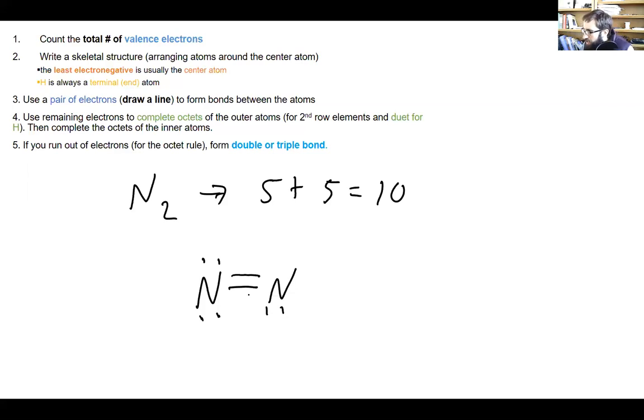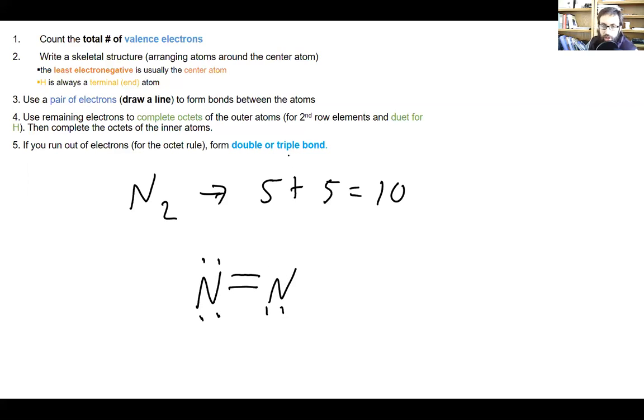Now let's see if I've satisfied the octet rule. This nitrogen: how many do we have? 2, 4 in the lone pairs, 6, 8. That's good, octet rule. This one: 2, 4, 6. Uh-oh. Again, I can't add any electrons, and I don't have an octet here. I only have 6. So what do I do?